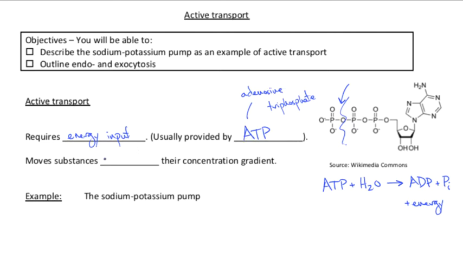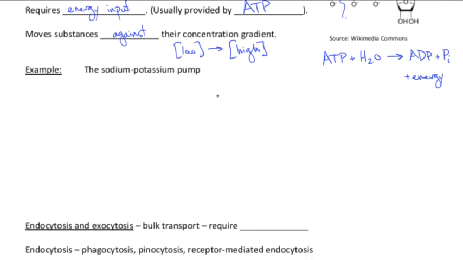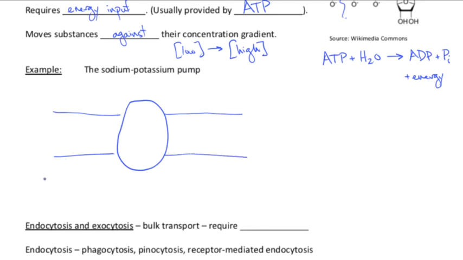Again, recall that active transport moves substances against their concentration gradient. In other words, it moves them from low concentration to high concentration across the cell membrane. Let's look at a specific example, the sodium-potassium pump. So here's a phospholipid bilayer, and embedded in it I have an integral protein. That's my sodium-potassium pump. And at the bottom here I'm going to have the inside of the cell, and out here this is the outside of the cell.